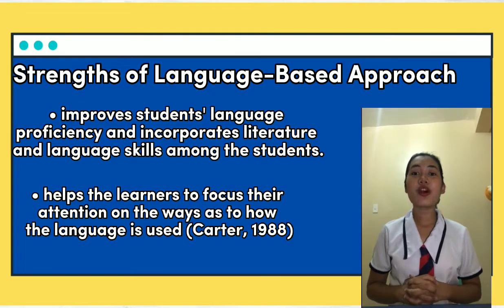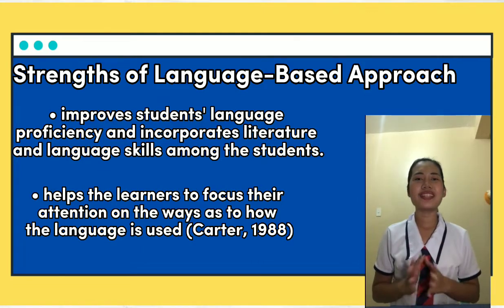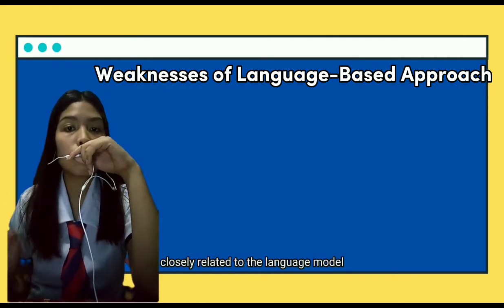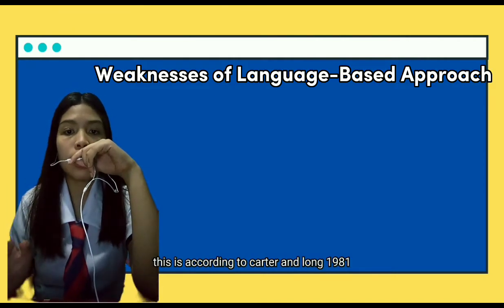Second, according to Carter 1988, it helps learners to focus their attention on the ways in which the language is used. This can be done with a list of linguistic strategies used in language teaching, which all take part of the EFL activities used by teachers to deconstruct literary texts in order to meet specific linguistic goals. It is said that this approach is closely related to the language model. This is according to Carter and Long 1991.